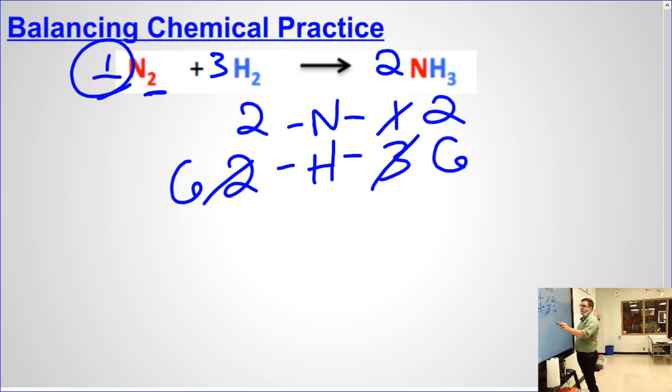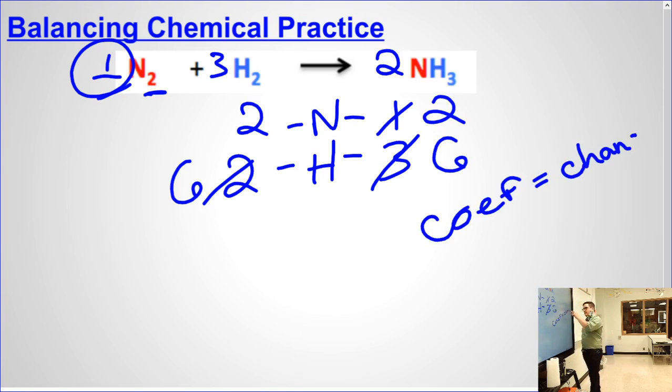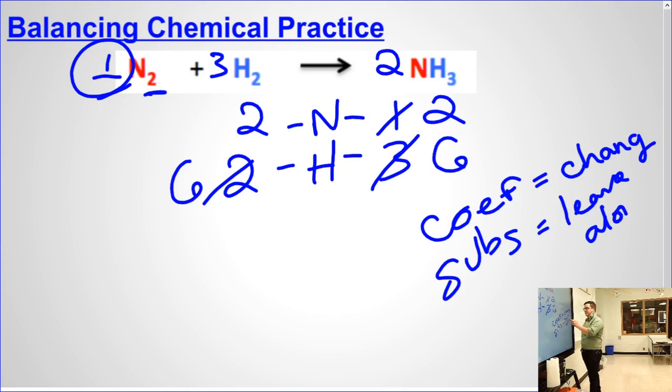So the coefficients you can change. But the subscripts, you leave alone. Because if you change the subscripts, you're changing the molecule. If you change the coefficients, you're changing how many of that molecule you have.